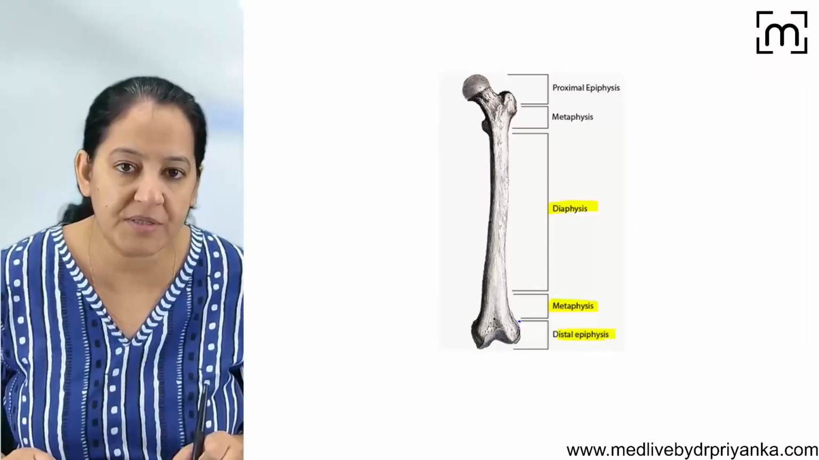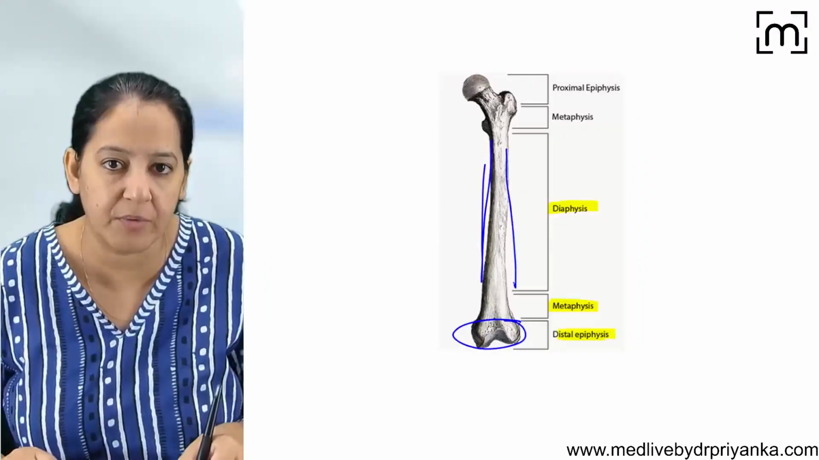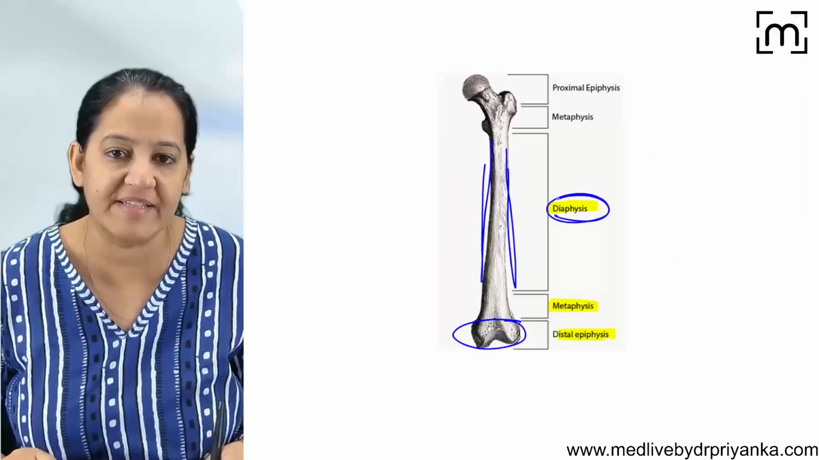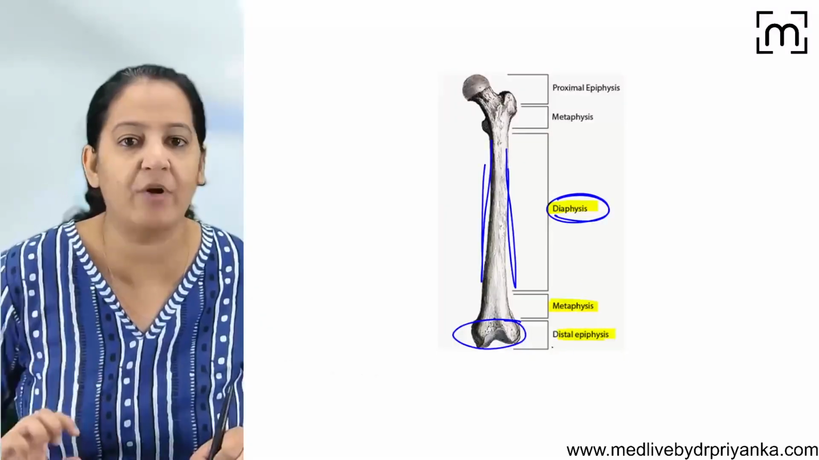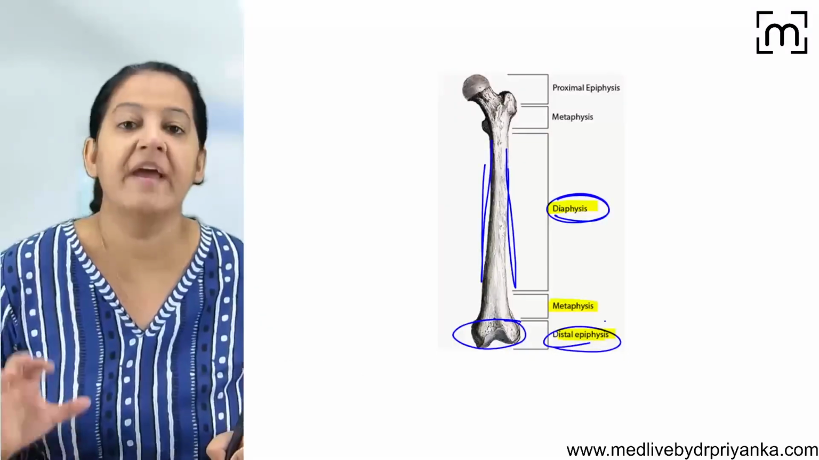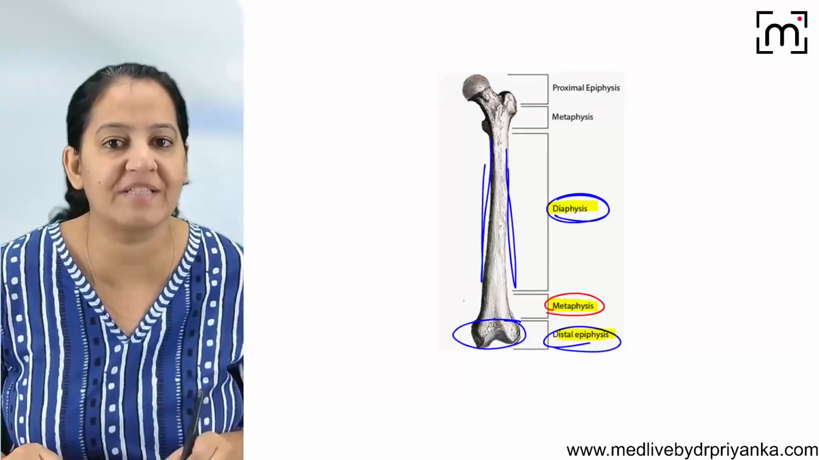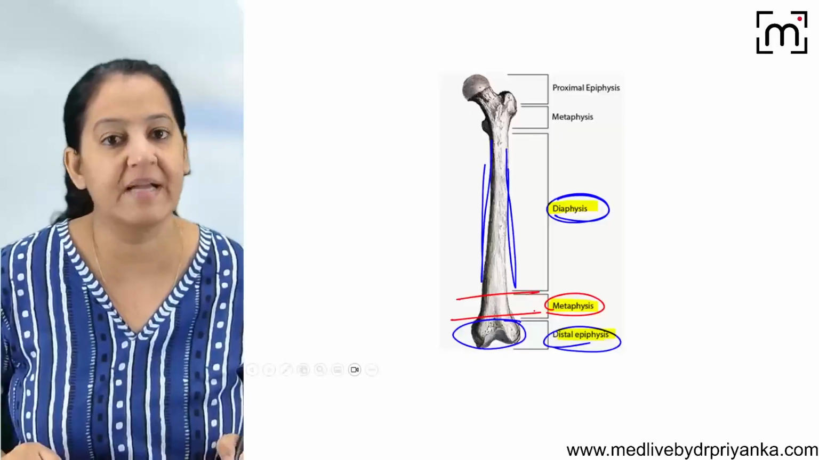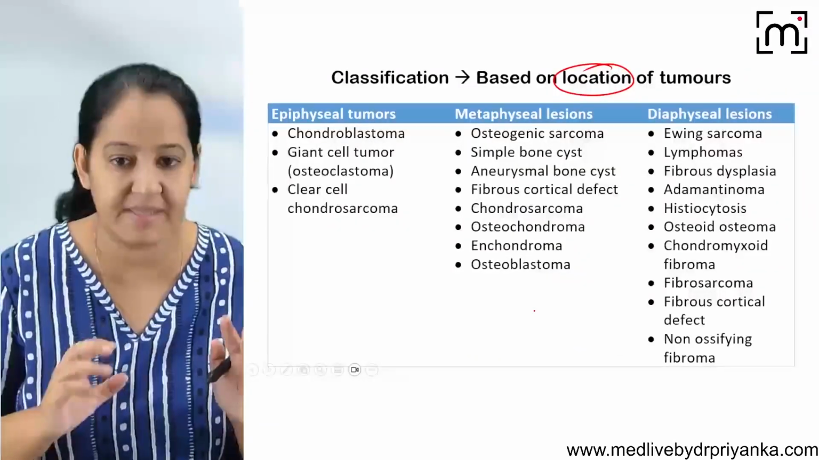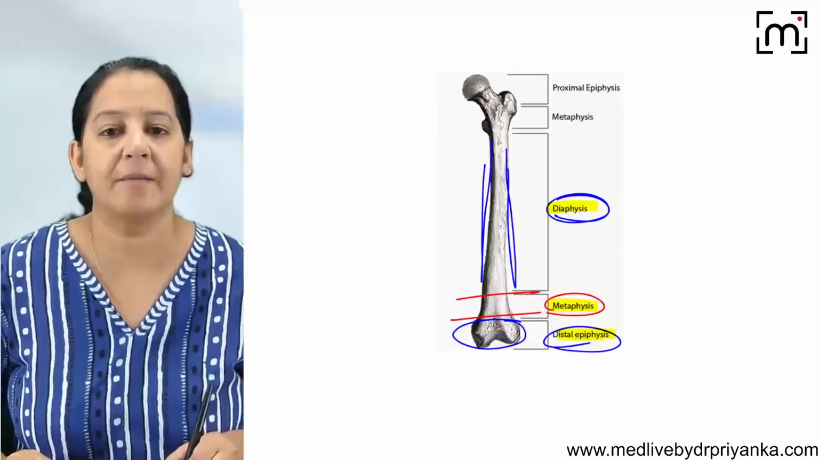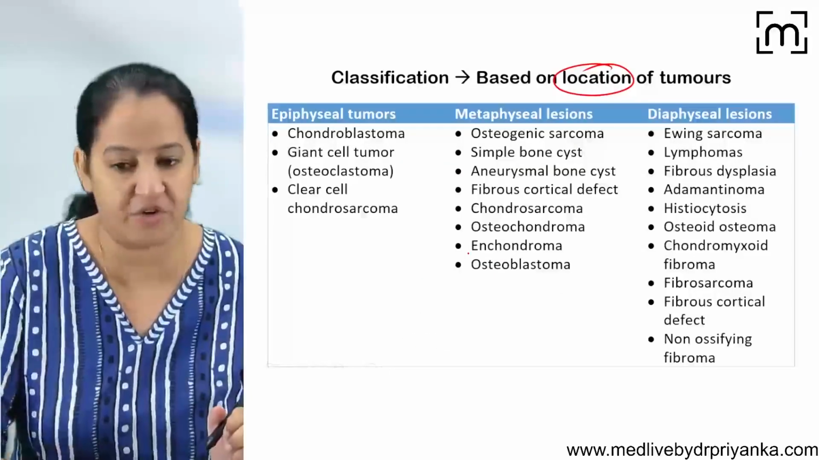You can see this portion is known as epiphysis. The shaft of the bone is known as diaphysis. Epiphysis is the end of the bone, and the shaft of the bone is diaphysis, and the connection between epiphysis and diaphysis is known as metaphysis. So this portion is known as metaphysis. So which tumor arises from epiphysis, which from metaphysis, and which from diaphysis? Some tumors arise here, some here, some here, and based on this is the second classification of bone tumors.